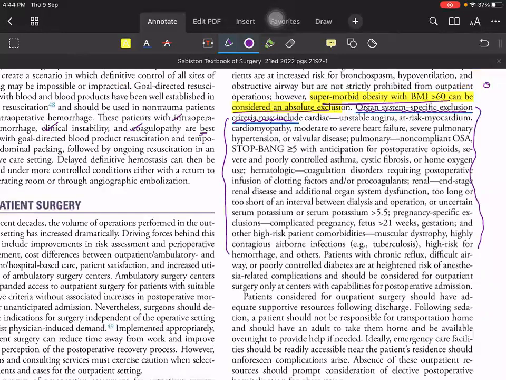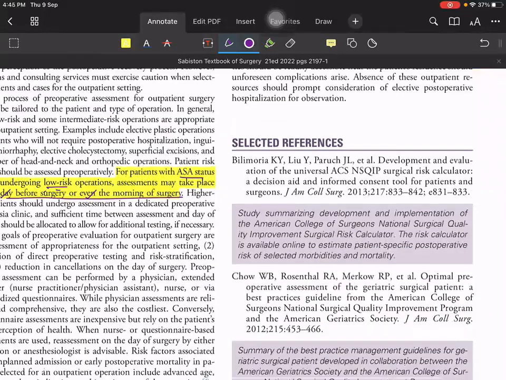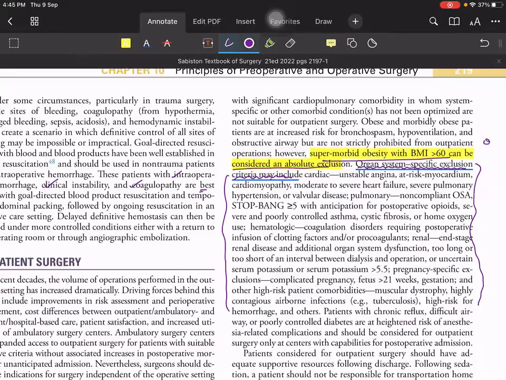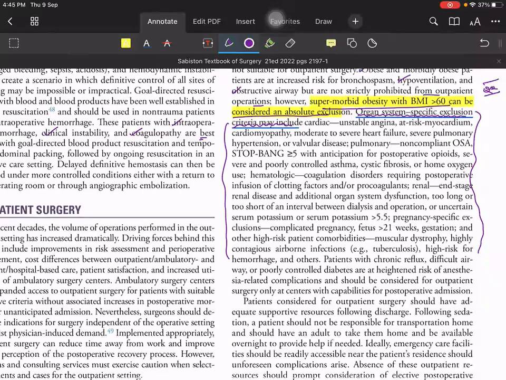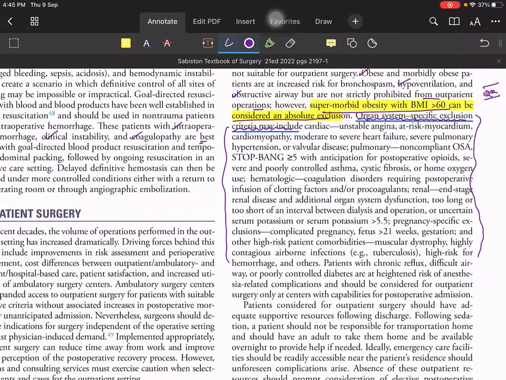Now we will see the criteria for patients in outpatient surgery. Obese and moderately obese patients are at increased risk of bronchospasm, hypoventilation, and obstructive airway, but are not strictly prohibited from outpatient operation. However, super morbid obesity with BMI greater than 60 can be considered an absolute exclusion. So those greater than 60 are not eligible for outpatient surgery. What are the other things they are not eligible for?